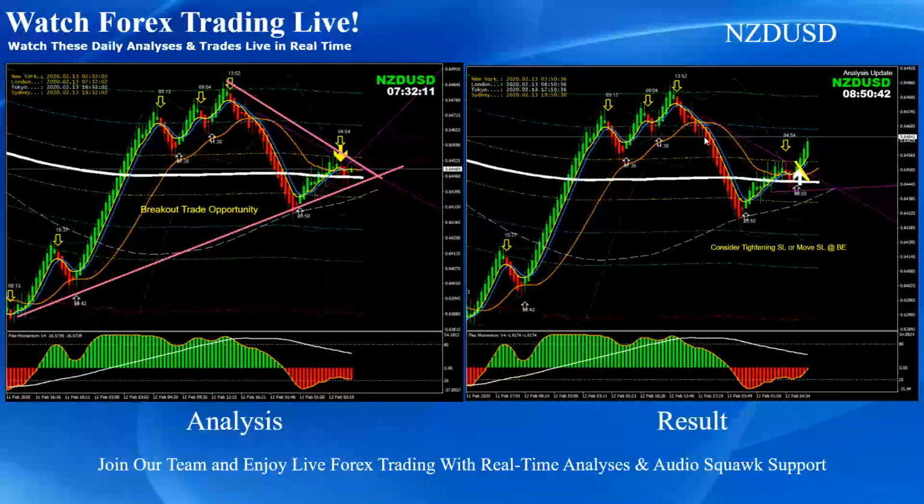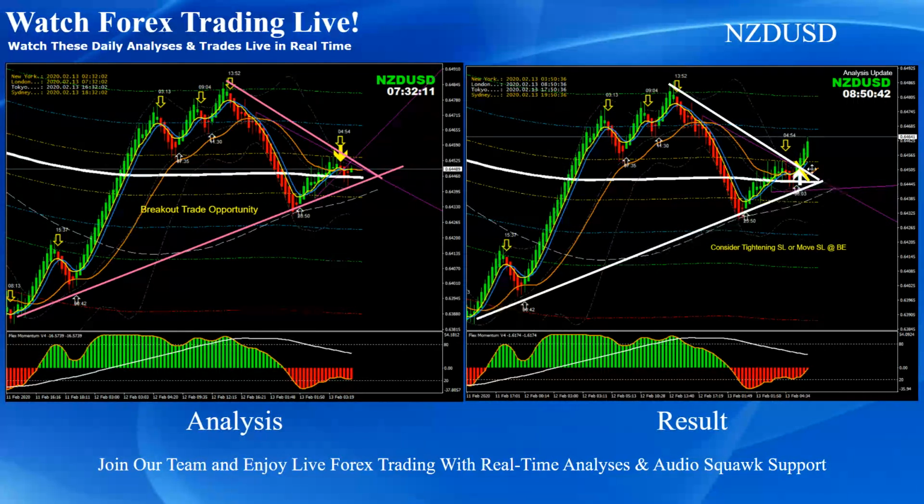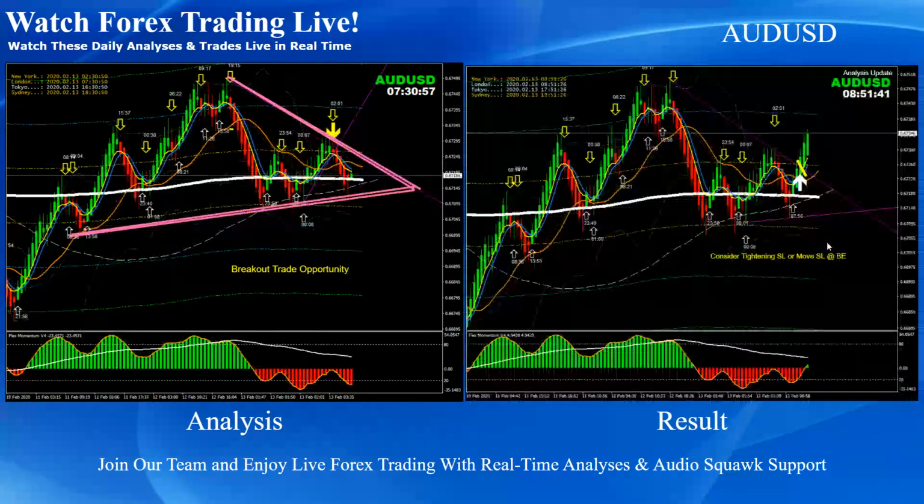Kiwi dollar, again, we had another triangle pattern, as you can see mentioned on the analysis, and our first target would be the first fib channel, which price nicely hit. Aussie dollar, pretty straightforward. Again, this was the triangle pattern breakout, beautiful long trade, price hit the first target.